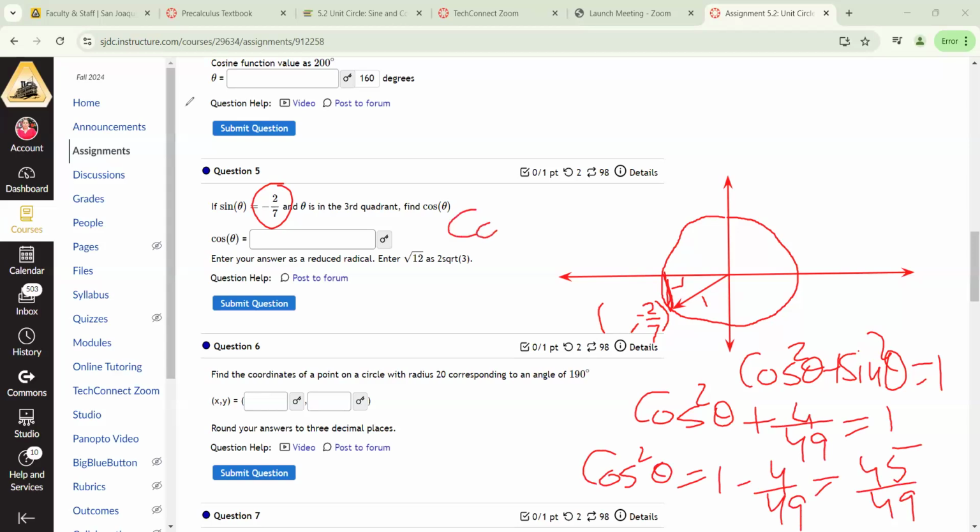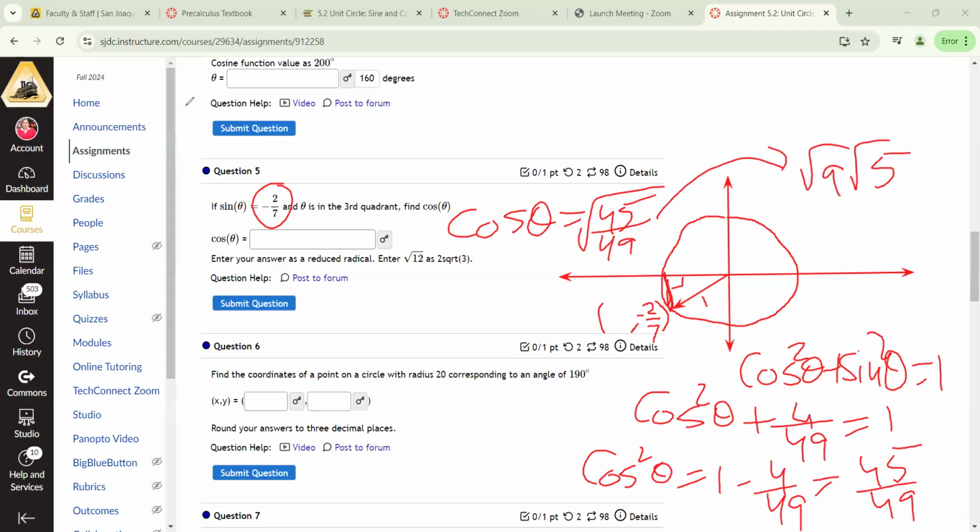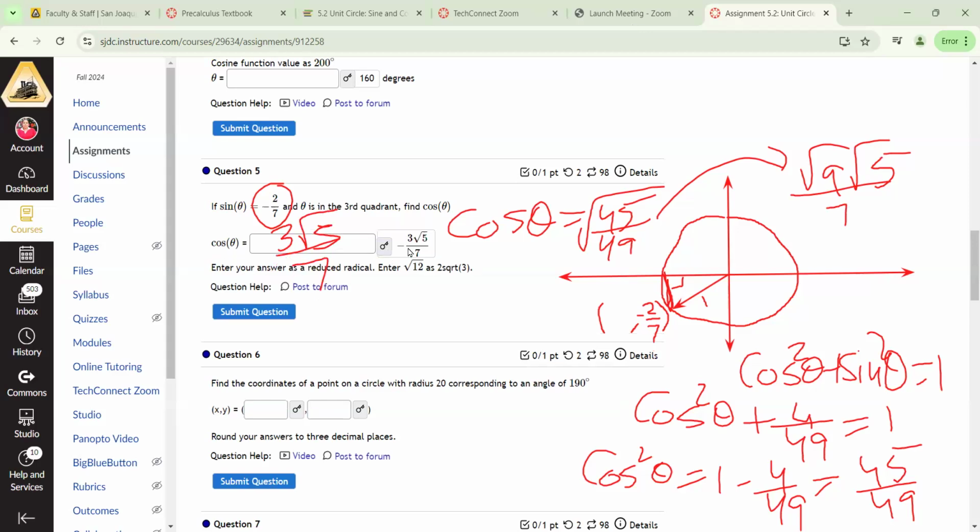So your cos theta is equal to the square root of 45 over 49. And that would be the square root of 9 times 5, 45, and over 7. So the answer will be 3 square root of 5 over 7 for this one. And the negative sign, because it was in the quadrant down here where x and y both are negative. So you will put automatically a negative sign in front of the answer. Negative 3 square root 5 over 7.